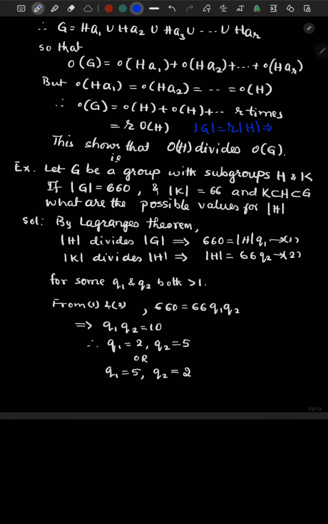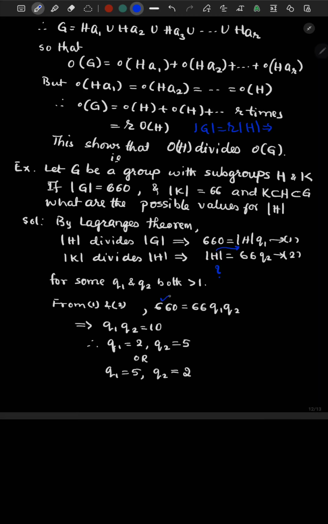So 660 can be written as a multiple of the order of H. So we can write order of H into q1 for some q1 greater than 1. Next information is that the order of K is 66. So because K is a subset of H, the order of H will be 66 times some integer q2 which is greater than 1. So next we want to find out here what is the order of H. So this you have to substitute here.